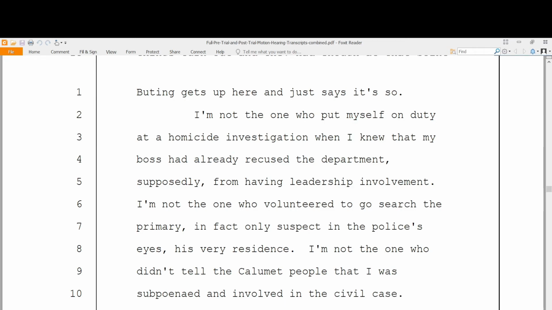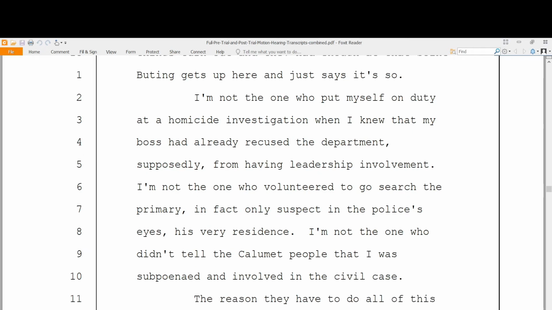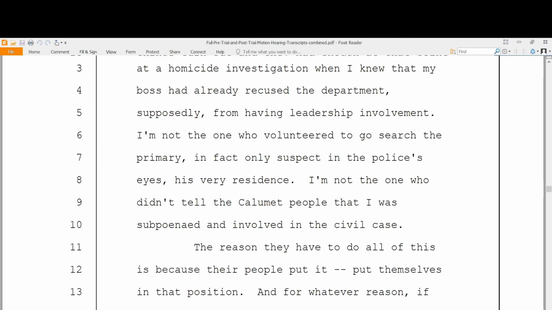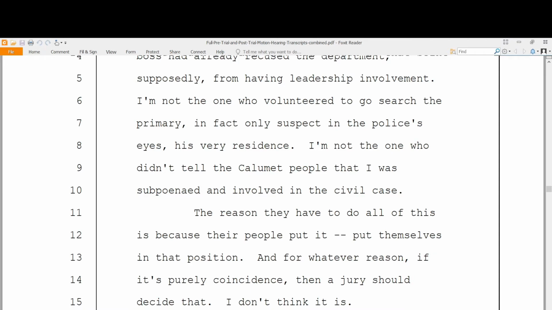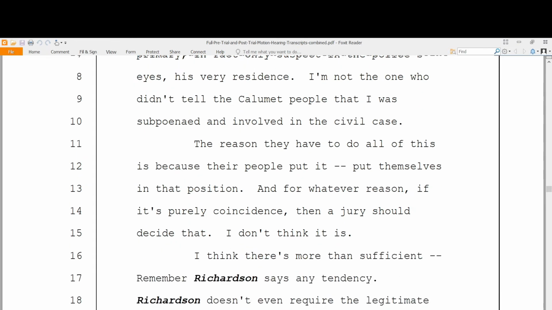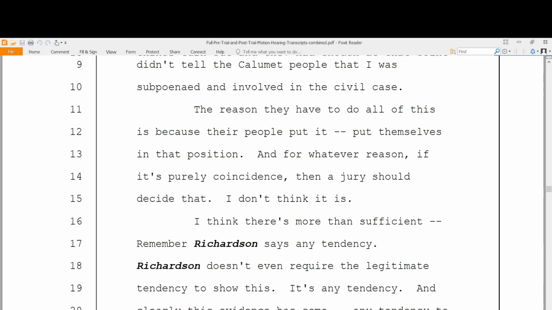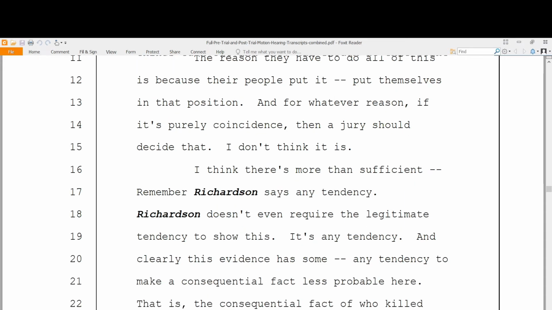I'm not the one who put myself on duty at a homicide investigation when I knew that my boss had already recused the department, supposedly, from having leadership involvement. I'm not the one who volunteered to go search the primary, in fact only suspect in the police's eyes, his very residence. I'm not the one who didn't tell Calumet people that I was subpoenaed and involved in the civil case. The reason they have to do all this is because their people put themselves in that position. And for whatever reason, if it's purely coincidence, then a jury should decide that. I don't think it is.